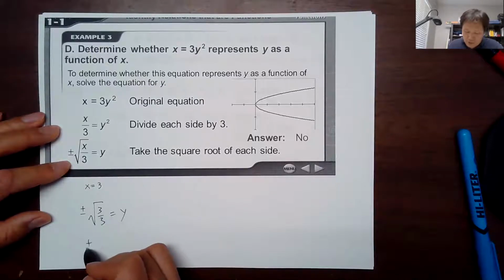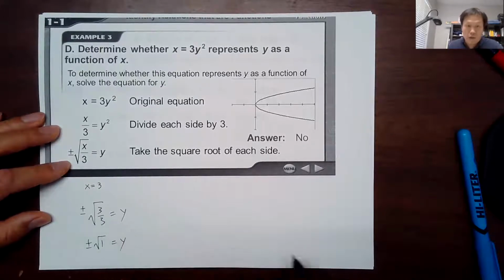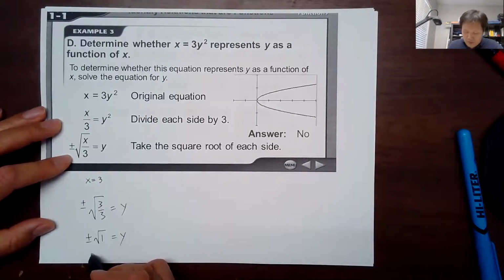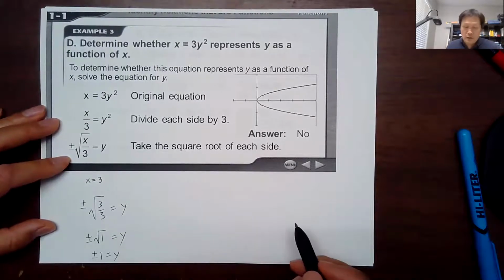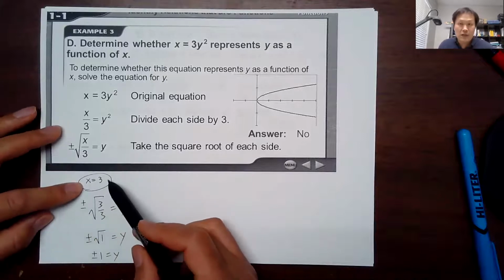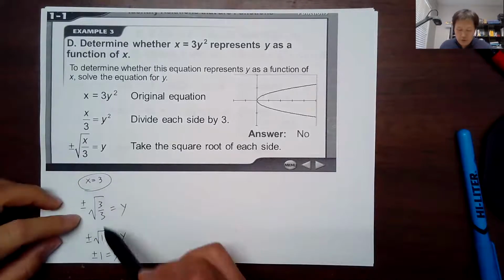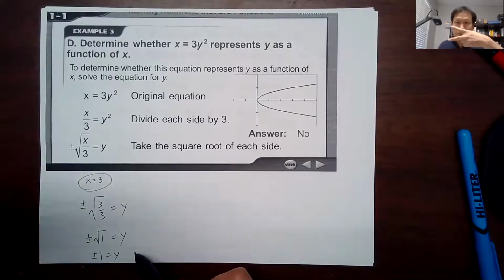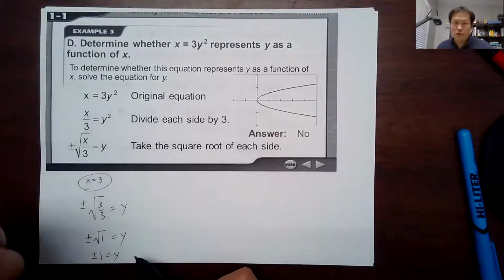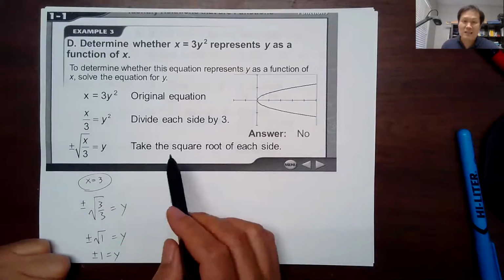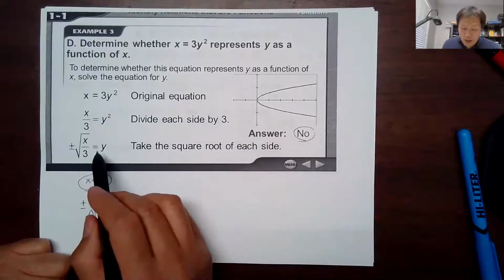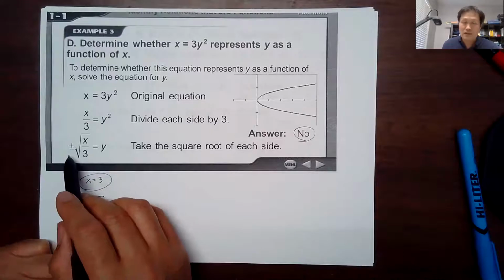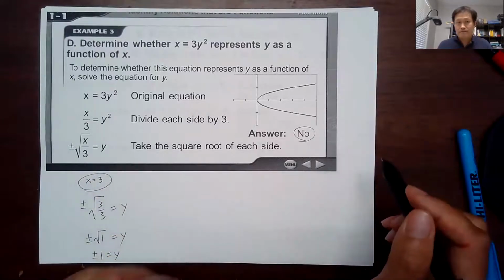3 over 3 is 1. Square root of 1 equals y. So basically this becomes plus minus 1 equals y. I have x equals 3 as one input, which creates plus 1 or minus 1 as an output. That's a split. One value of input of x creates two different outputs. So that's not a function. Why? Because y equals plus minus, then you know it's busted.